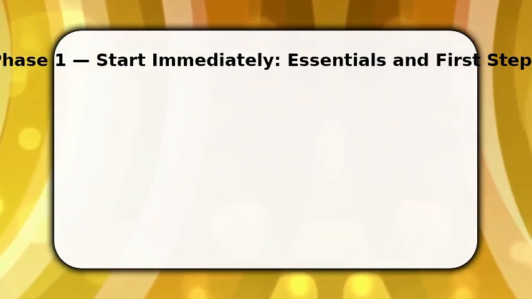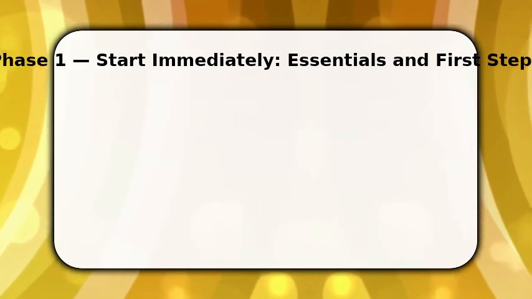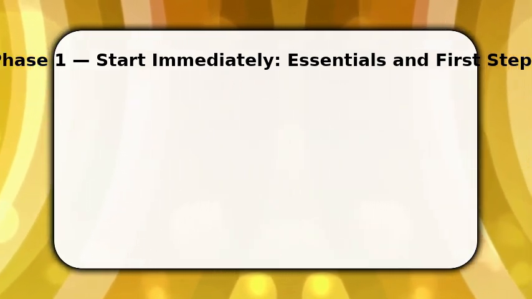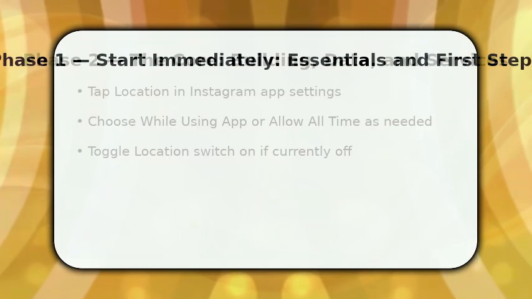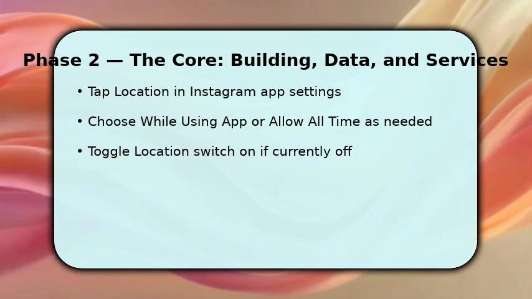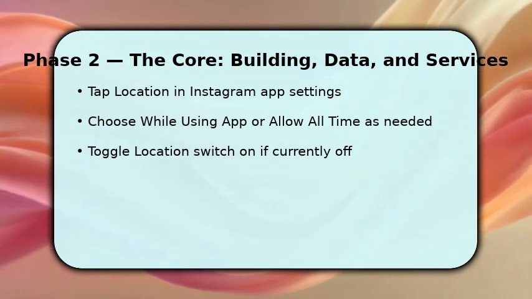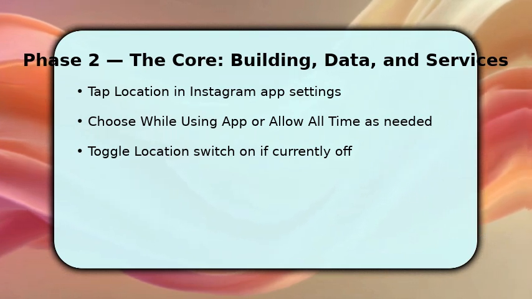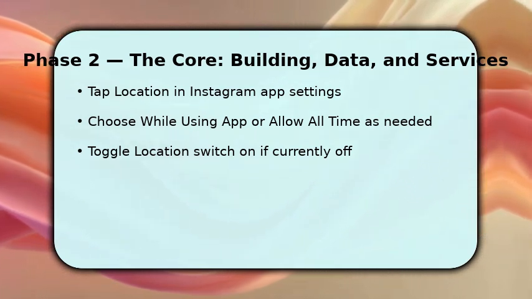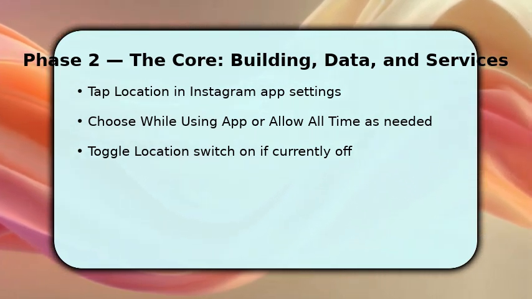Now tap Location to proceed. You're now choosing how Instagram accesses location. Tap Location, then select the permission level. While using App gives access only when Instagram is active. Allow all time lets background features use location. Pick based on privacy needs.